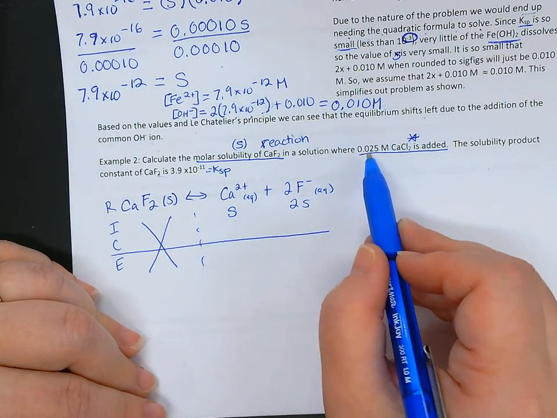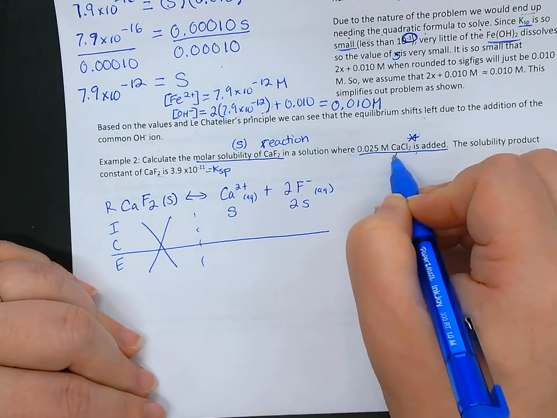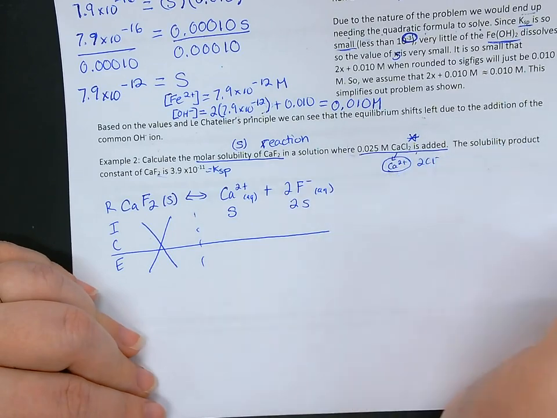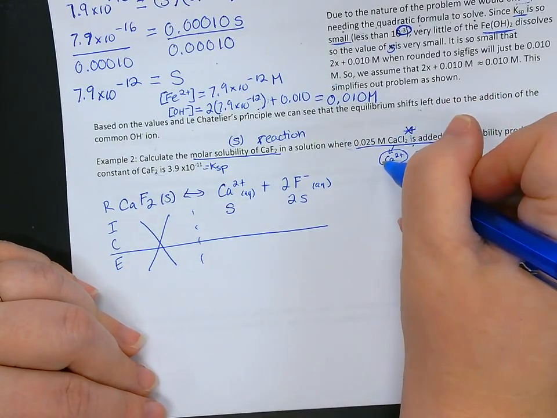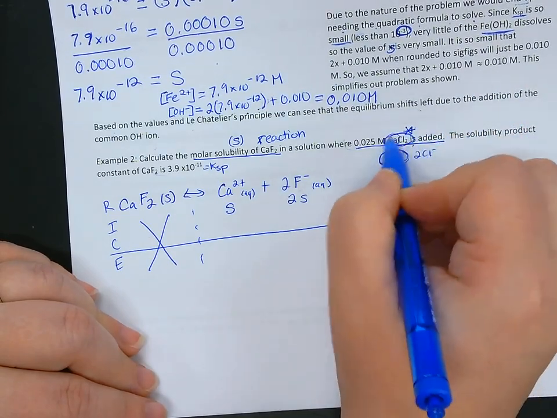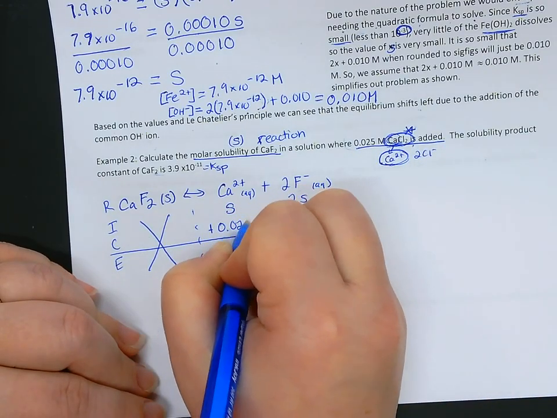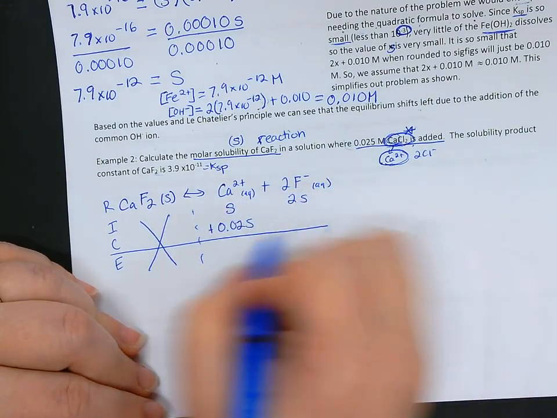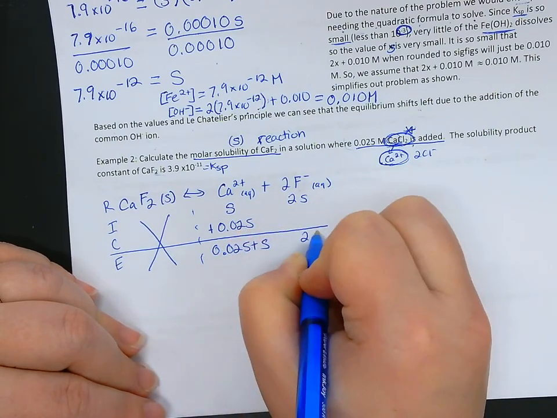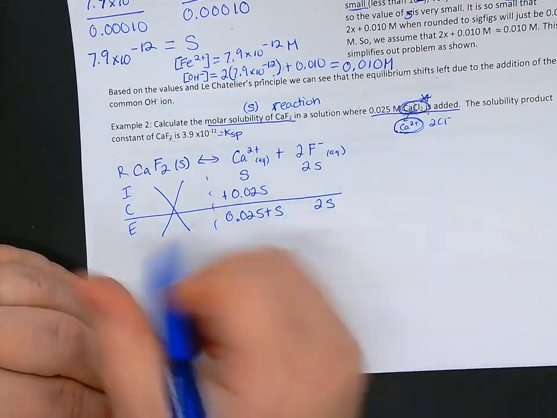Now, we are coming by and we're going to dump this chemical in. Well, what's in common? I have Ca2+ and I have 2Cl-. Ca2+ is what's in common. There's one of these made for every one of these chemicals that dissolves, so it's a 1-to-1 ratio. So I'm adding 0.025 calcium to this. So I've got 0.025 plus S, and I've got 2S. All right, so we've got that equilibrium line.